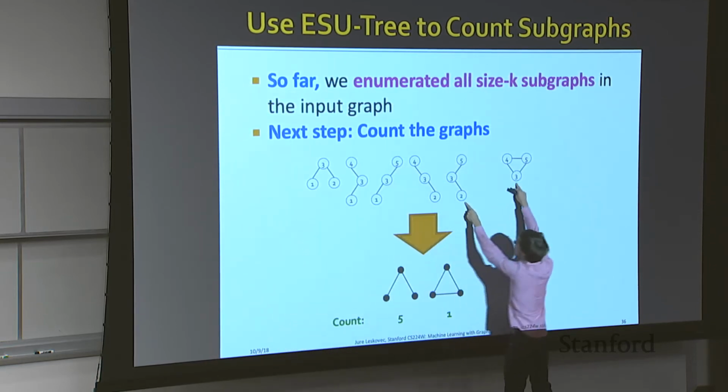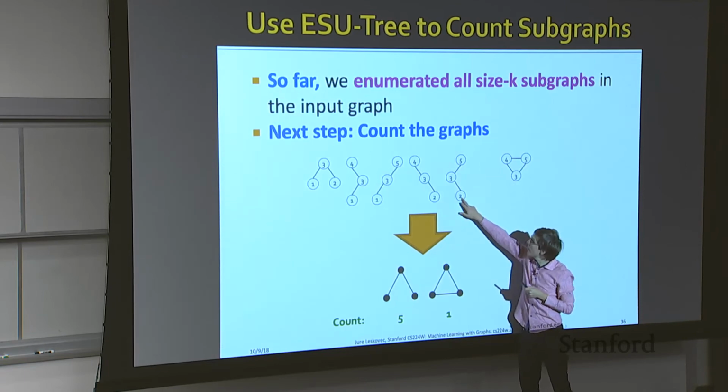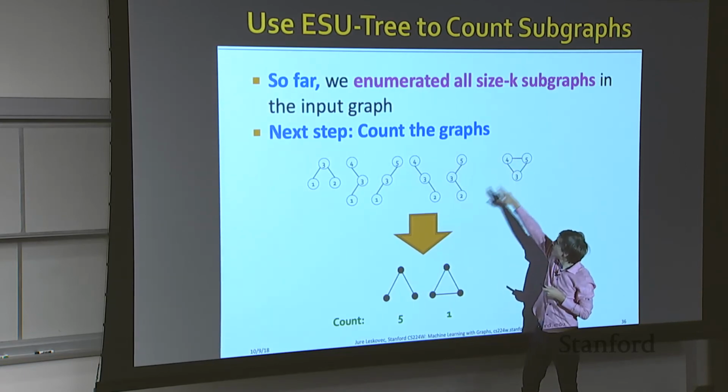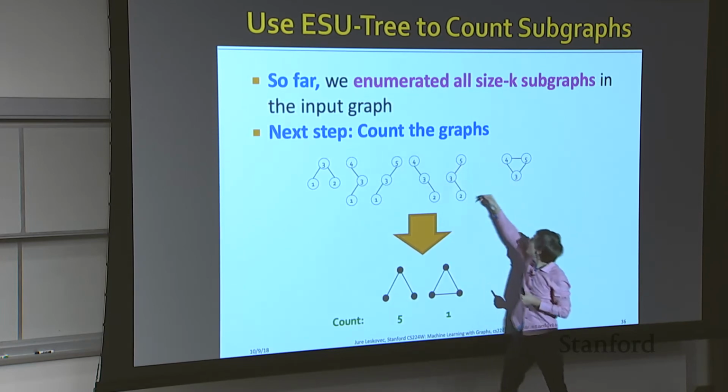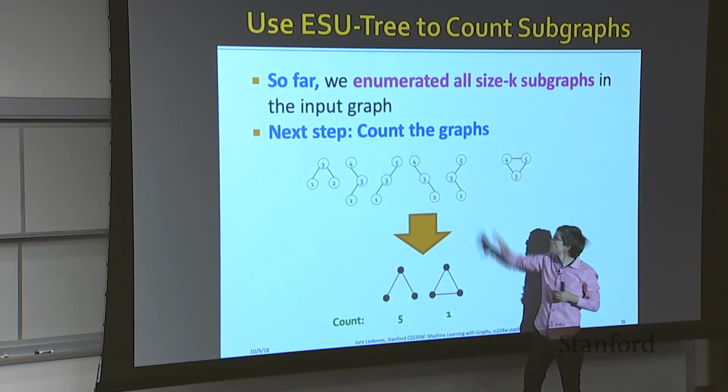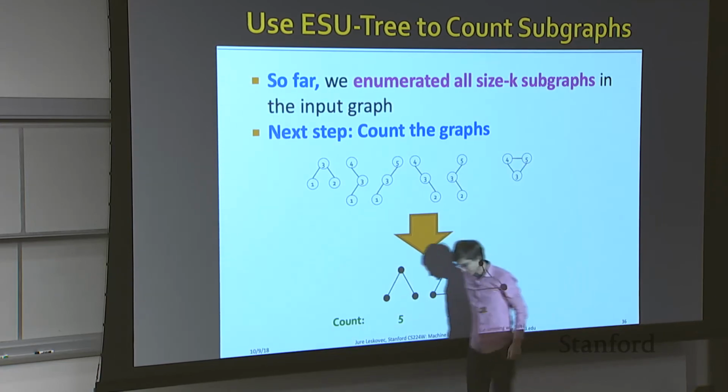But these two are not isomorphic because I can map 2 to 3, 3 to 4, and 5 to 5, and again, it doesn't match. I have the two edges, but here I get the third edge. So these two graphs are not isomorphic.